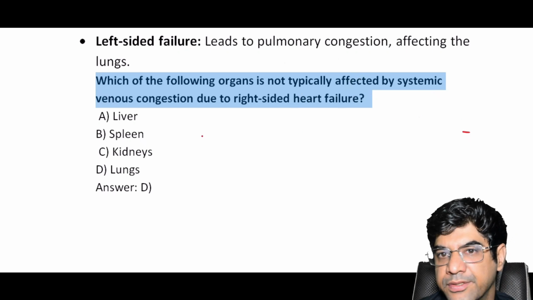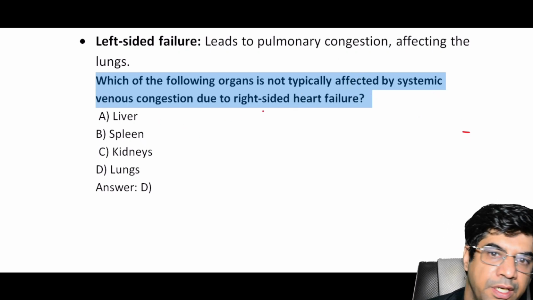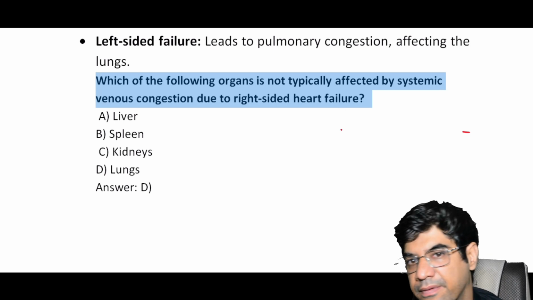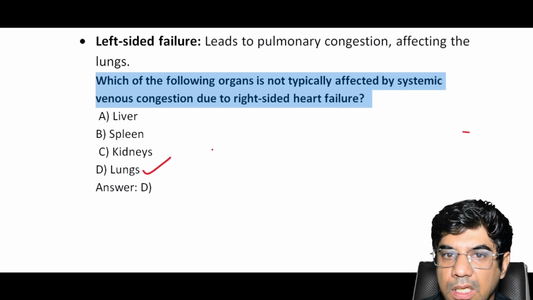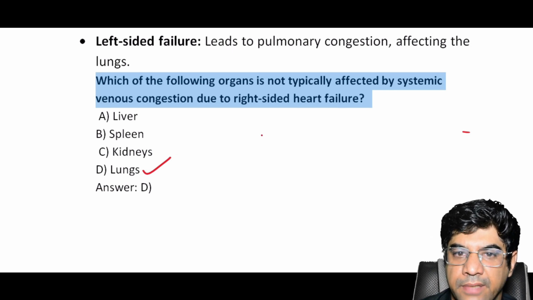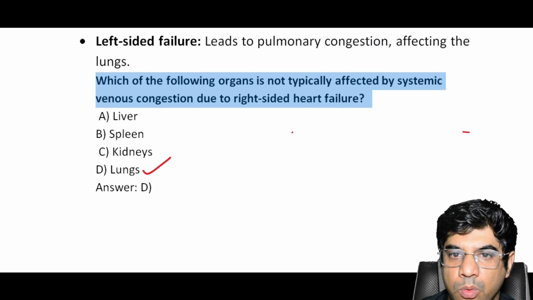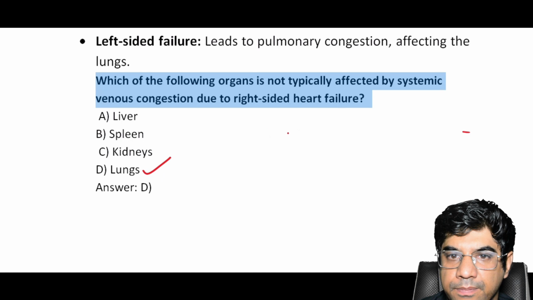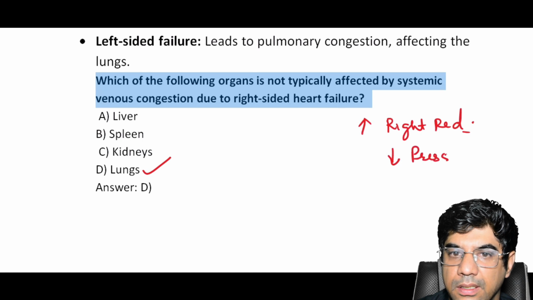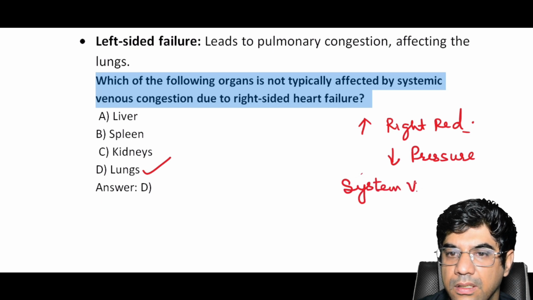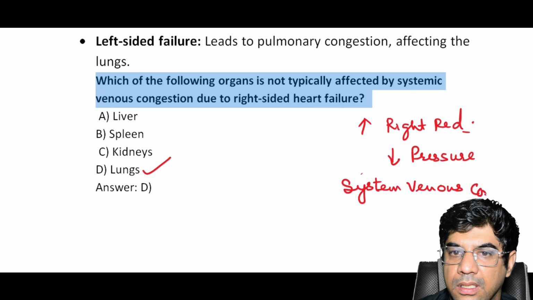Which of the following organs is not affected by systemic venous congestion due to right-sided heart failure? It's the lungs. Right-sided heart failure occurs when the right ventricle of the heart is unable to pump blood forward in the pulmonary circulation. That leads to an increase in the pressure of the right heart. So this increased pressure causes blood to back up, causing systemic venous congestion.